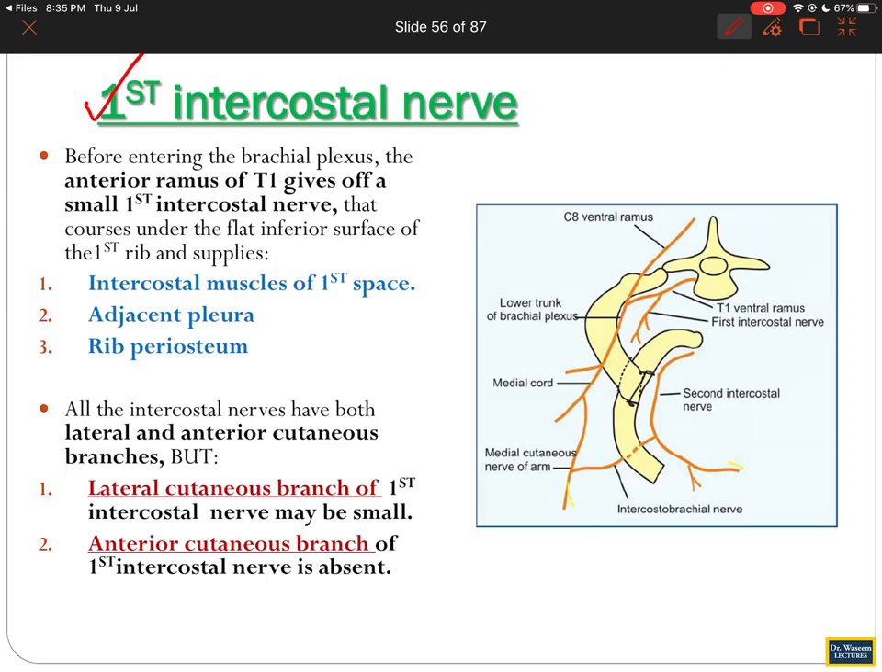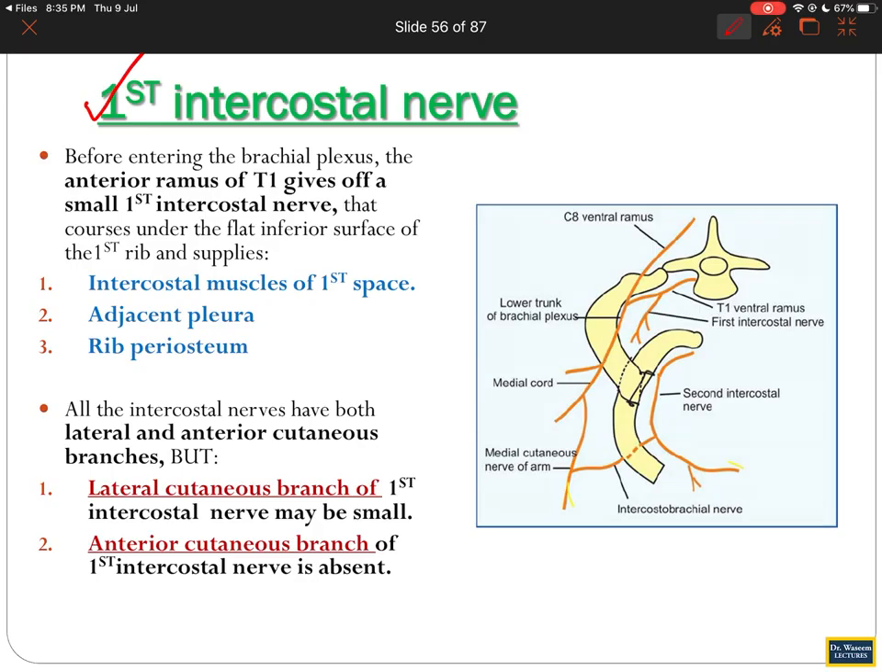the anterior ramus of T1 will become the first intercostal nerve. This runs under the flat inferior surface of your first rib, because there is no costal groove, and here it just disappears inside. It will not give even its lateral branch, nor its anterior cutaneous branch. Why? Because above the level of the sternal angle, whatever skin there is will be supplied by the cervical plexus, cervical nerves, not by the thoracic.